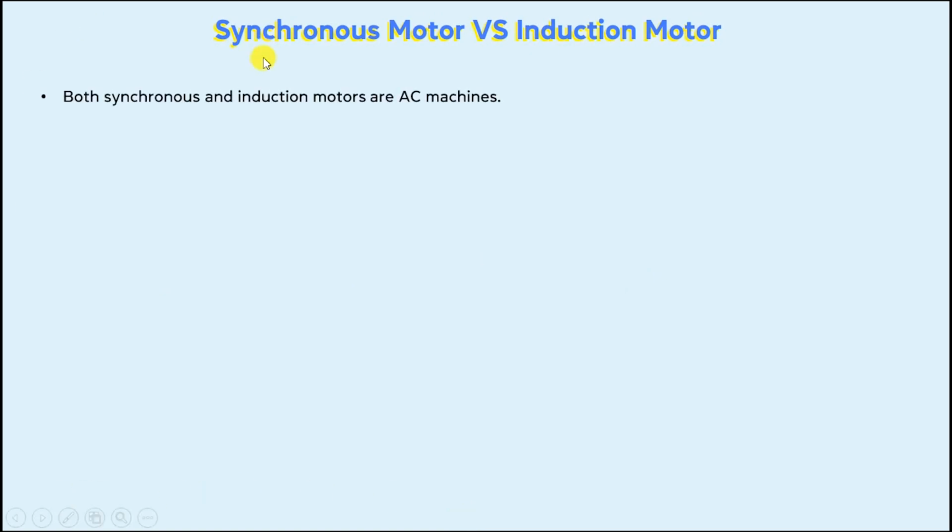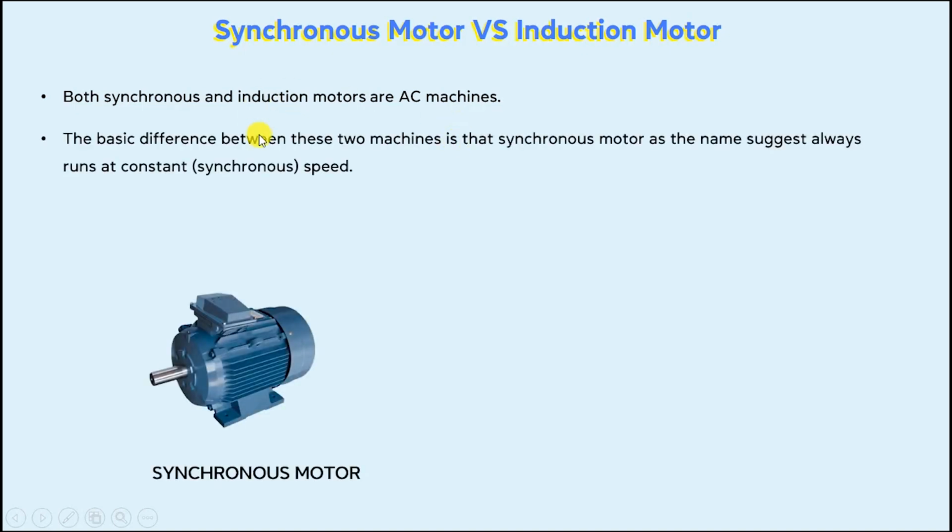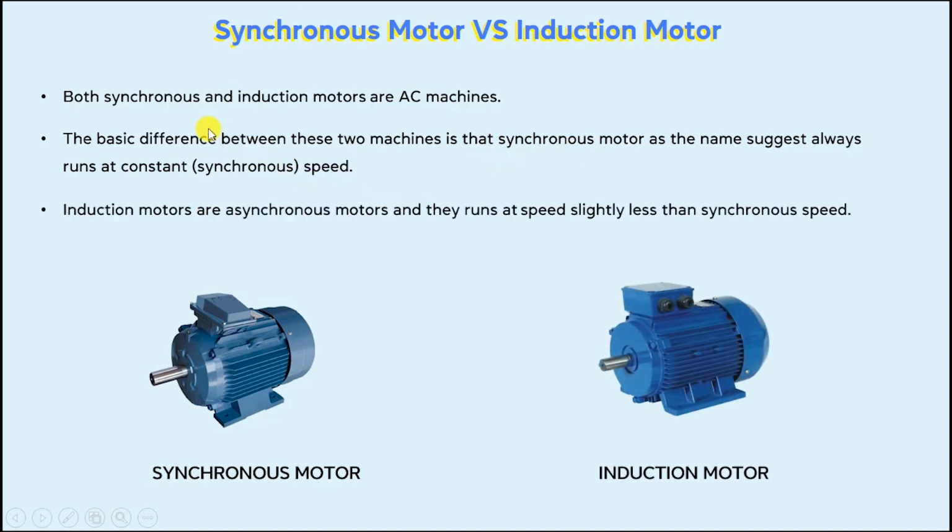Both synchronous and induction motors are AC machines. The basic difference between these two machines is that a synchronous motor runs at a constant speed, whereas induction motors, on the other hand, are asynchronous motors and they run at a speed slightly less than the synchronous speed. So this is the basic difference between these two AC machines.